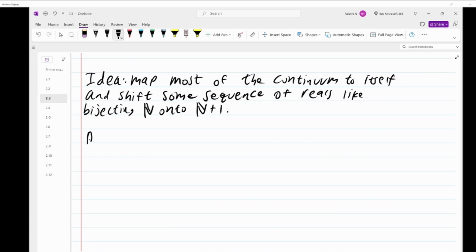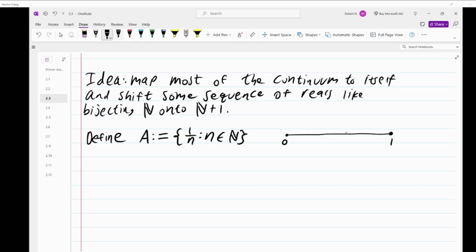Let's define a set A to be the harmonic sequence. That's everything that looks like 1 over n, with n being a natural number. So if we have (0, 1), whoa, why'd that make an arrow? That's crazy. Anyway, we have 1/2 is in here, 1/3 is in here, 1/4 is in here, 1/5 is in here, 1/6 is in here, and so on.